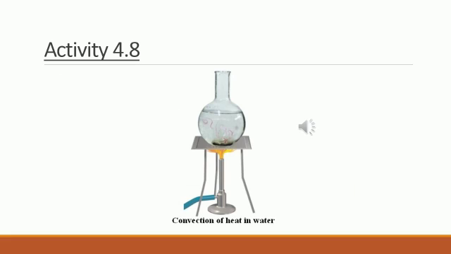Next, you have a small activity to understand convection of heat in water. For that, we need a round bottom flask. You can see what a round bottom flask looks like. You need to take this flask. If a flask is not available, you can take a beaker also. We need to fill this with water up to two-thirds. So it is not completely filled, it is two-thirds filled with water.